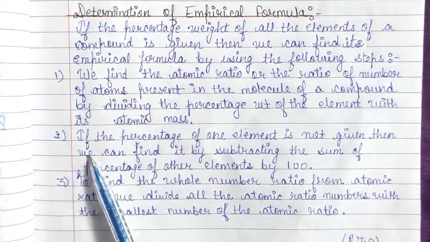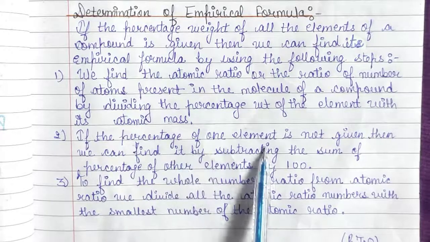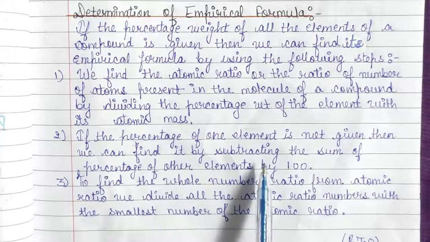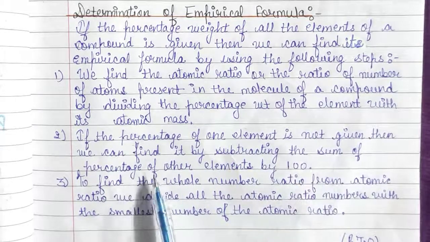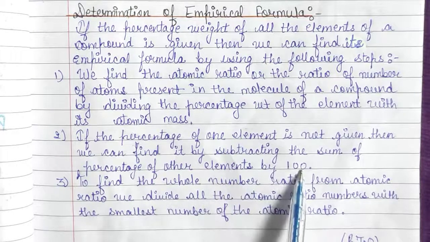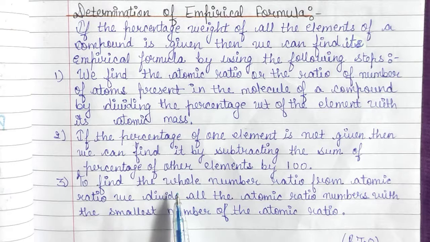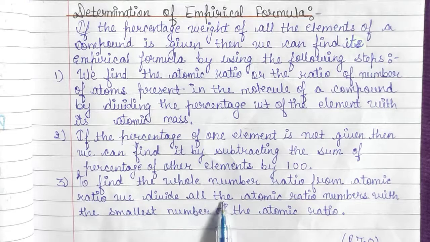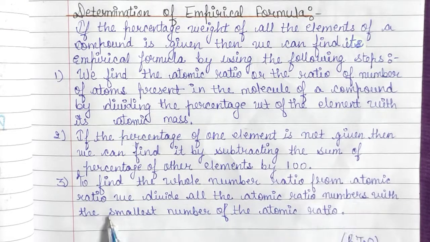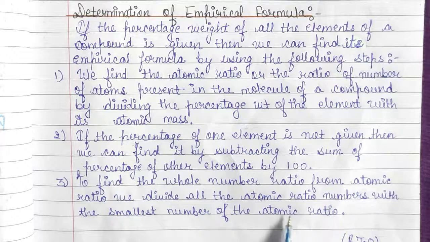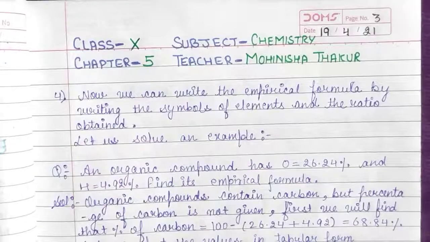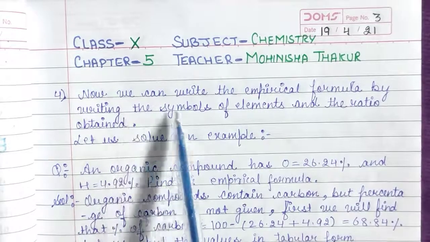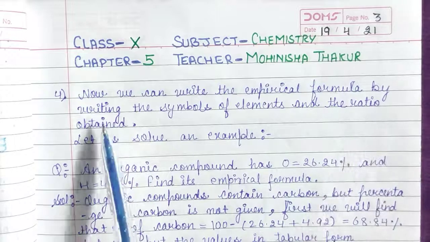In step 2, if the percentage of one element is not given, then we can find it by subtracting the sum of the percentages of the other elements from 100. Number 3, to find the whole number ratio from the atomic ratio, we divide all the atomic ratio numbers by the smallest number of the atomic ratio. Fourth step is, now we can write the empirical formula by writing the symbols of the elements and the ratio obtained.